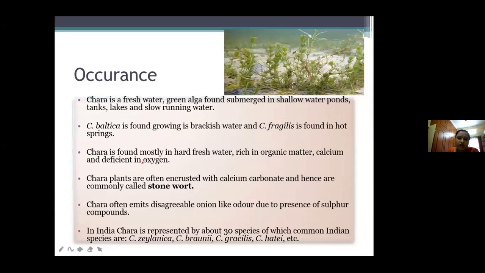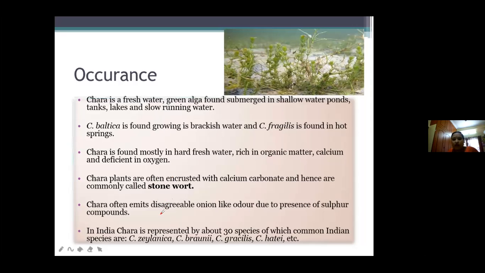Okay, next one. In this algae, Chara, rich organic matter, calcium, deficient in oxygen, hard water is where Chara is found. When you observe hard fresh water rich in organic matter and calcium, deficient in oxygen, in that place you can identify Chara. Next, the thallus is made up of calcium carbonate. That's why it is called stonewort.